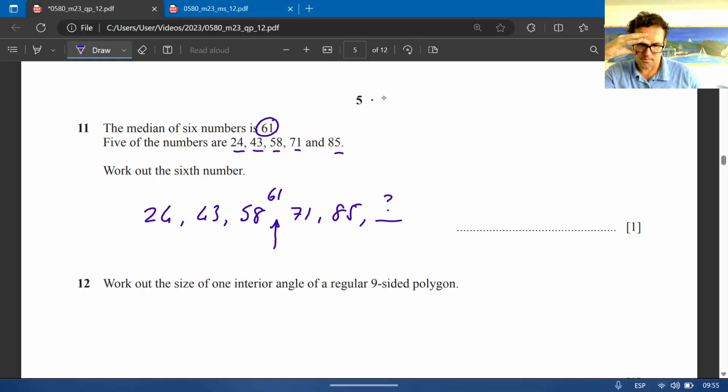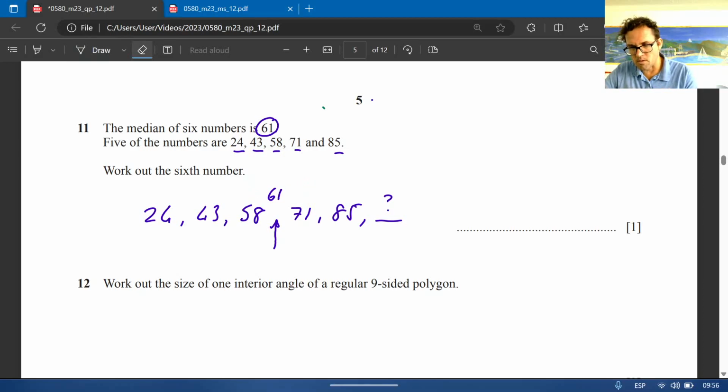Interesting. This doesn't make sense. Because if 58 was the 3rd number and 71 the 4th number, then 61 has to be halfway between 58 and 71. But it's not. As you can see, the gap between 61 and 58 is 3. And the gap between 61 and 71 is 10. Something is wrong here.